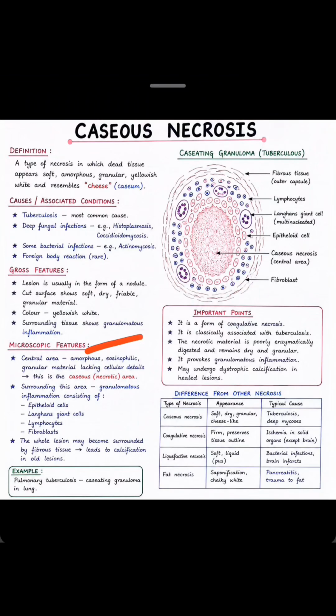Central area: amorphous eosinophilic granular material lacking cellular detail. This is the caseous necrotic area. Surrounding this area, granulomatous inflammation consists of epithelioid cells, Langerhans giant cells. This is the most important part. Remember it: lymphocytes, fibroblasts. The whole lesion may become surrounded by fibrous tissue, leading to calcification in the old lesion. Example, pulmonary tuberculosis, that is caseating granuloma in the lung.